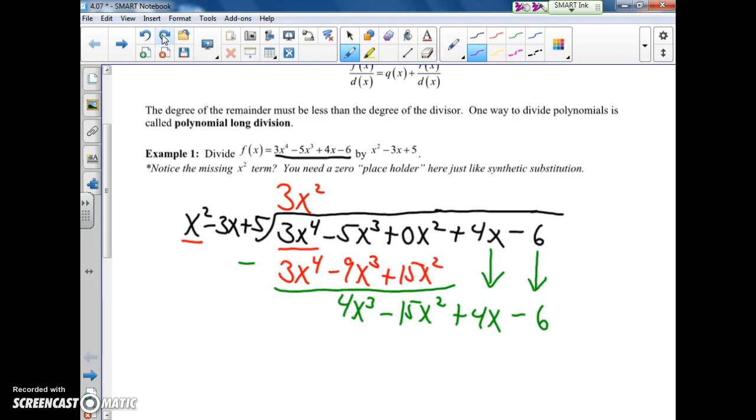Now we do the whole thing over again. x squared times what is 4x cubed? 4x is correct. So here we go, positive 4x.